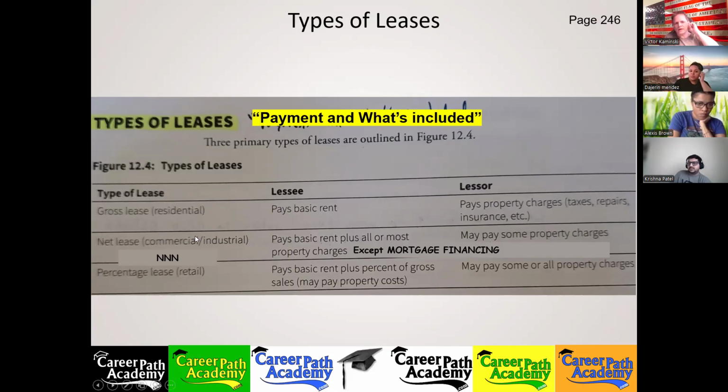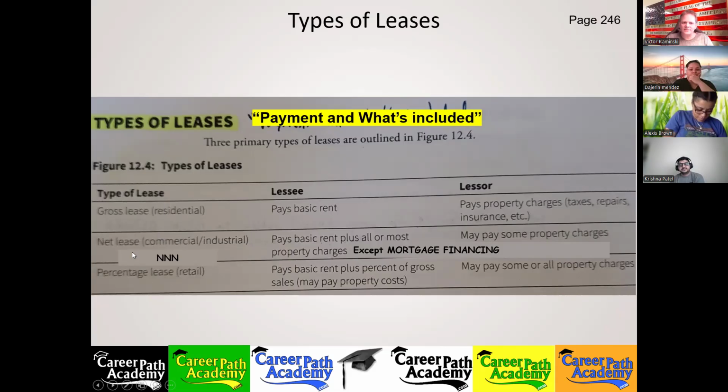So here you have a gross lease. What is a gross lease? These are more common in residential, but you could find them in commercial. The tenant, the lessee, pays the basic rent, and the landlord is responsible for maintaining the property, paying the taxes, repairs, insurance, and the like.